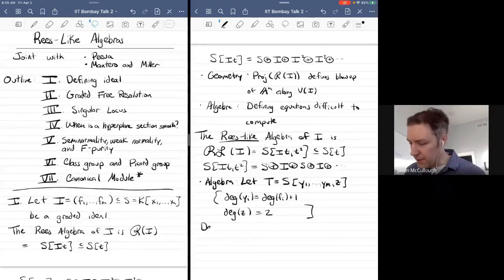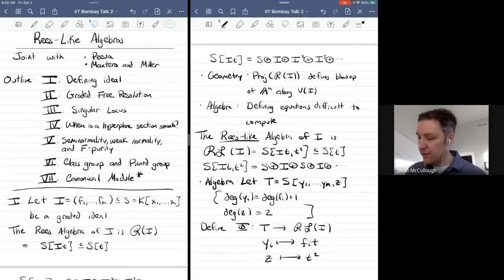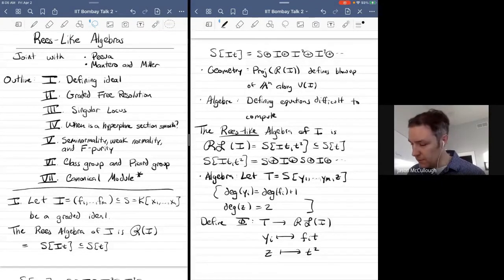So then we're going to define the surjective map, say capital Phi, from T to the Rees-like algebra of my ideal. So what does this do? It sends y_i to f_i t. It sends z to t squared. And then the obvious thing to do is take the kernel. So P is going to be our ideal of defining equations for the Rees-like algebra. And by the way, we've defined the grading, this is a graded prime ideal.